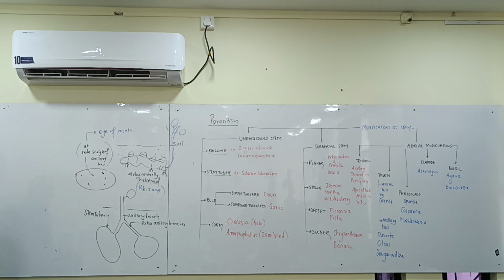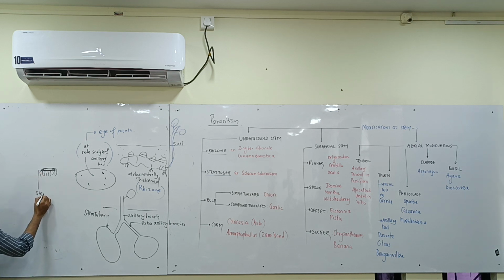Simple tunicated bulb is onion and compound tunicated bulb is garlic. I have mentioned garlic over there. Let us see that. In the case of an onion, the stem is a highly reduced green discoidal stem with adventitious roots. How is the stem?